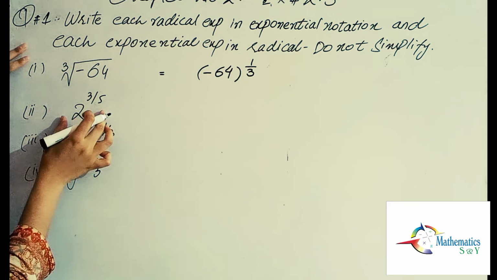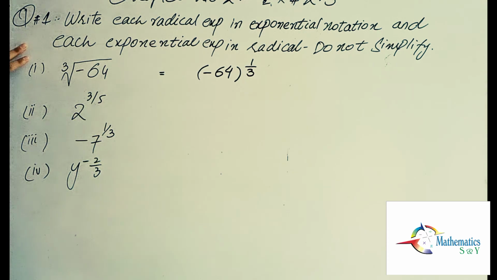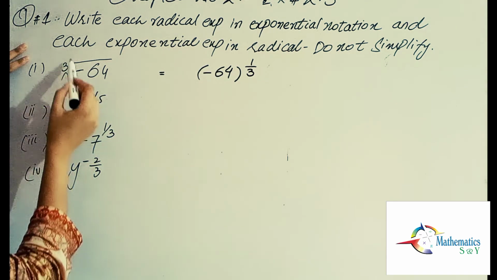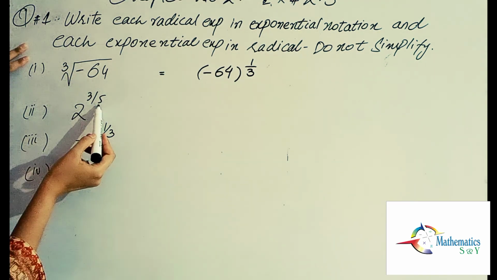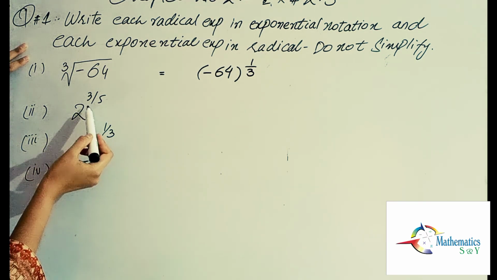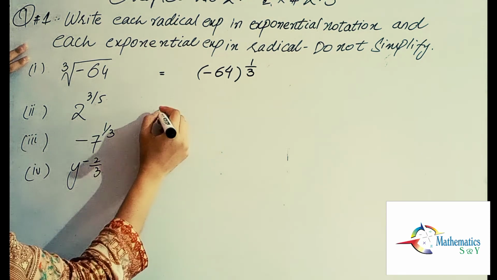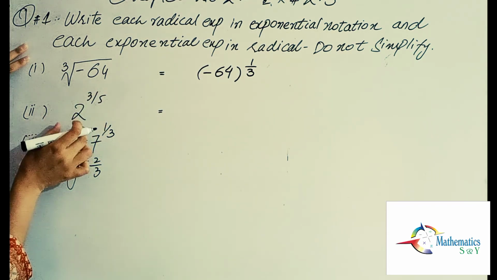Same like this, part 2 is 2 to the power 3 by 5. And you can see from here that always the index of the radical is written in the denominator. Here we see the denominator is 5. It means this 5 will be the denominator of the power, the denominator of the exponent. So this radicand we will write as it is. This is given in the form of an exponent, exponential form.